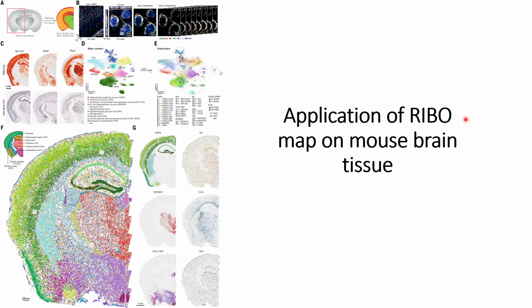In this video we will cover one of the applications of the RIBOmap that is presented in the paper, which is to map the mouse brain tissue. So what they did is they analyzed the 5413 genes that they curated from the literature, and these genes belong to this part of the mouse brain that is being shown here.